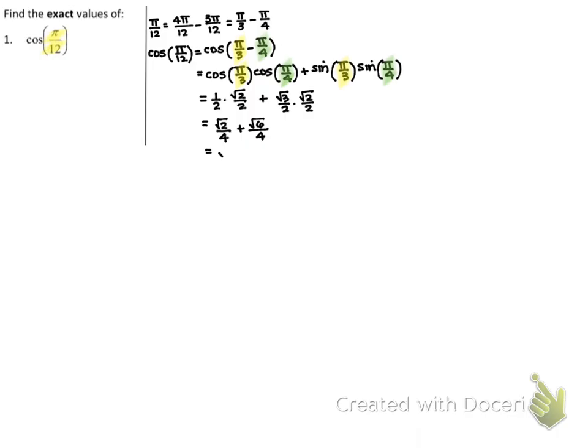And then I do have a common denominator. So let's go ahead and just pull it into one fraction. So root 6 plus root 2 all over 4. That is my exact answer. If I tried typing this into my calculator, so cosine of pi over 12, it's going to give you some funky decimal approximation. And that's not what we're looking for. We want the exact values of these.